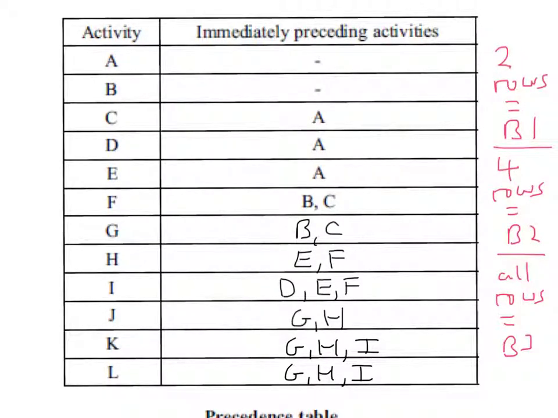In part A, here's the precedence table. Any 2 rows gets you 1 mark, any 4 rows gets you 2 marks, and all rows get you 3 marks.